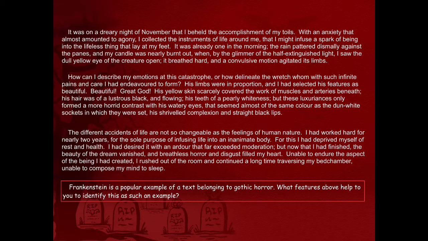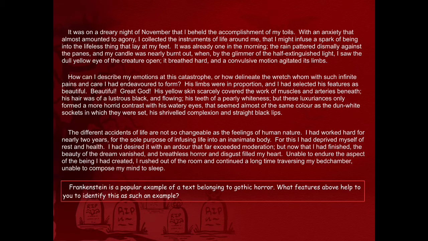"It breathed hard, and a convulsive motion agitated its limbs. How can I describe my emotions at this catastrophe, or how delineate the wretch whom with such infinite pains and care I had endeavored to form? His limbs were in proportion, and I had selected his features as beautiful. Beautiful! Great God! His yellow skin scarcely covered the work of muscles and arteries beneath."